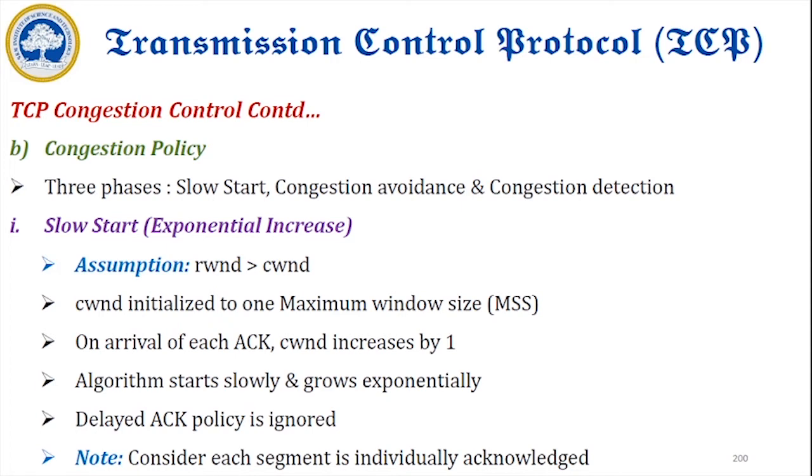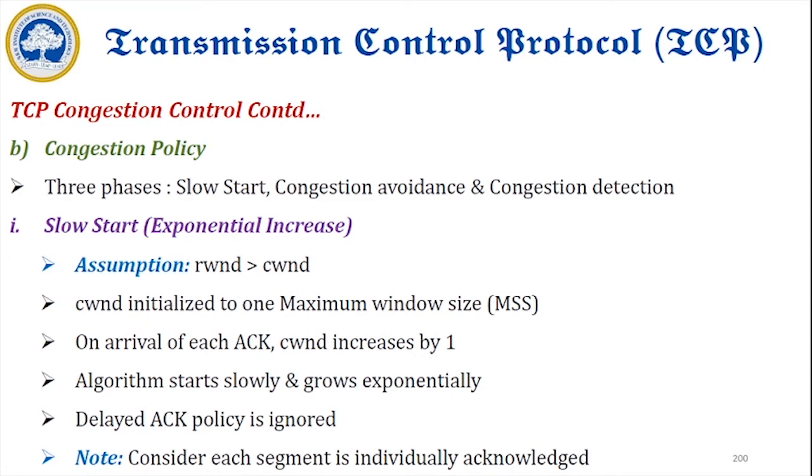TCP has a general policy for handling congestion, and it is based on three phases. The first phase is slow start, the second is congestion avoidance, and the third is congestion detection. In the slow start phase, a sender starts sending data at a slow rate of transmission, and increases the rate rapidly in order to reach a particular threshold. When the threshold is reached, the rate of increase of the transmission is reduced. This is in general TCP's policy.